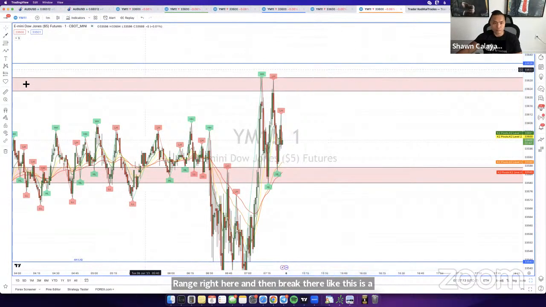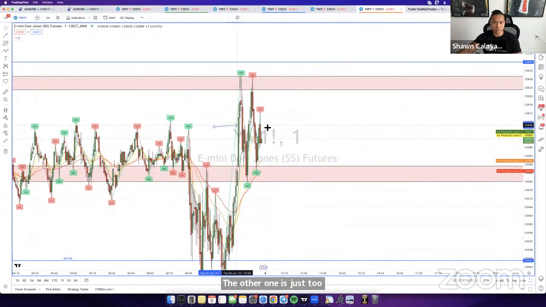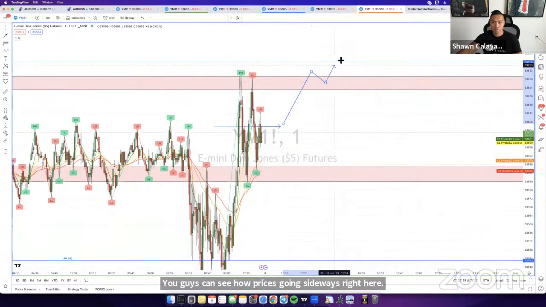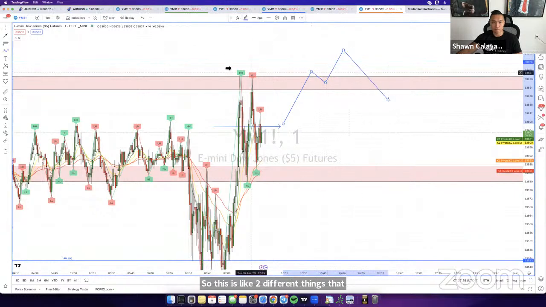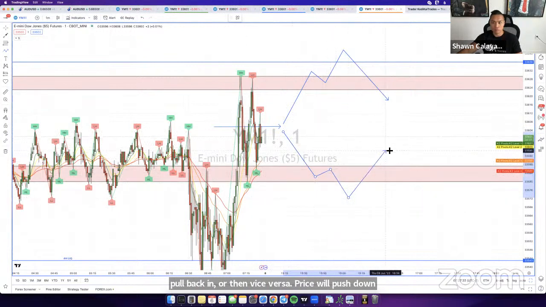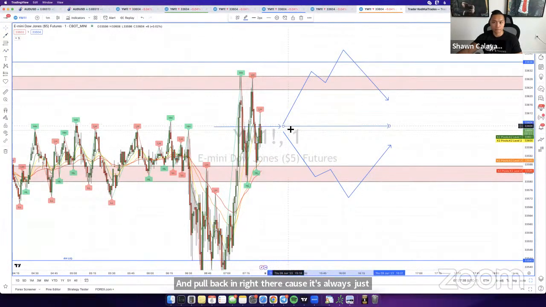The other one is just too messy, because there's going to be a lot of fake outs in both directions. You can see how price is going sideways right here. So these are the two different things that you might see. You'll see price push up a little bit, then pull back in, or vice versa. Price will push down and pull back in right there, because it's always just going to keep getting pulled back into this middle area. So you don't want to get caught in that fake out.